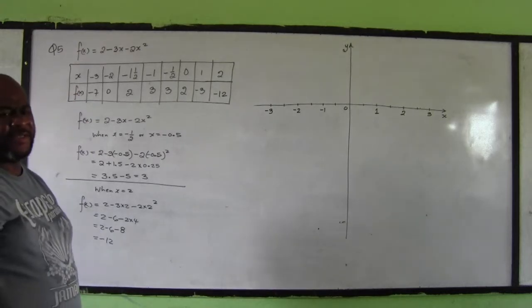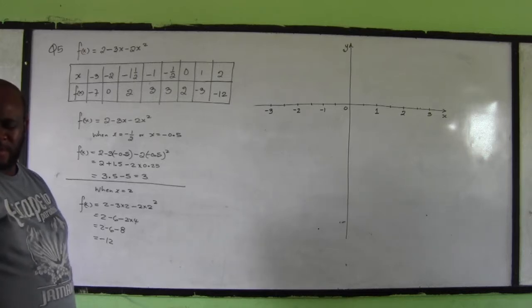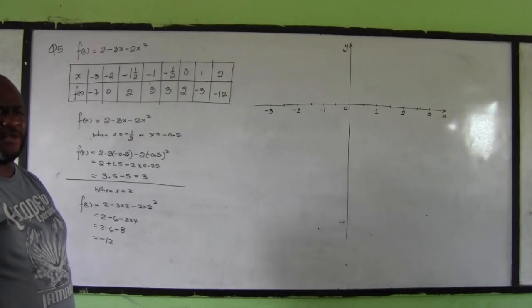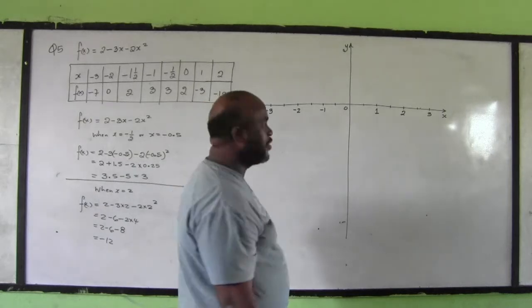What is the scale on the y-axis? Come on, look in the book. The scale on the y-axis is 1 centimeter to 1 unit. So every centimeter number goes up by 1.